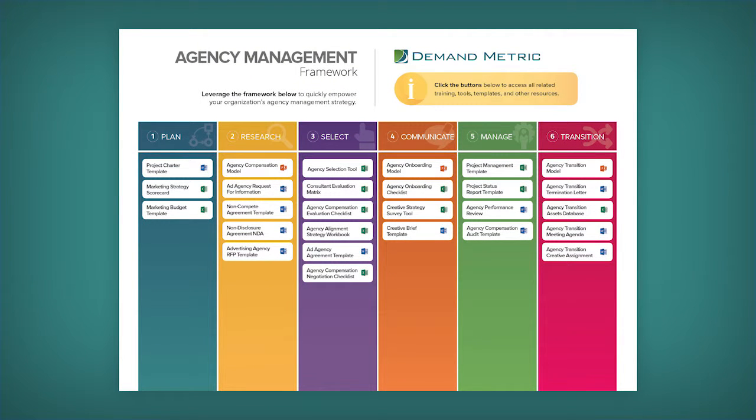Remember that you can access all of these resources in a single page at the start of this guide and on its own with the Agency Management Framework.